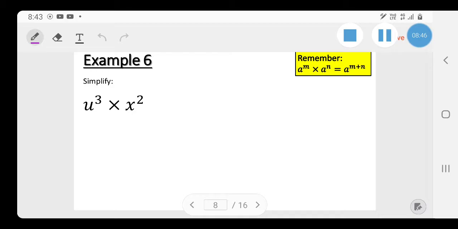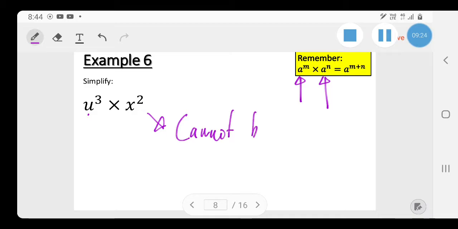Okie dokie. Oh, what's going on here? The bases are different. Can we even answer the question? So the question is simplify u cubed times x squared. Well, the rule here says that the bases need to be the same. Here we have u and x. They are different. So can this question even be answered? It certainly cannot be answered.